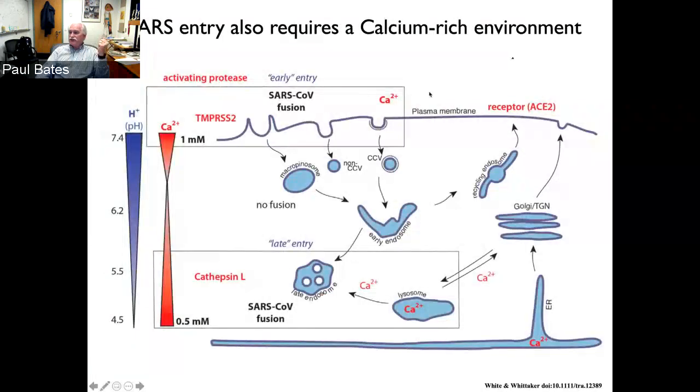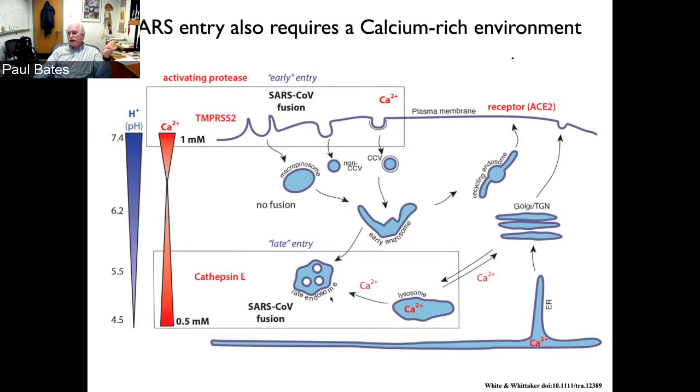Interestingly, it was also found that SARS requires a calcium-rich environment, and this didn't make sense for a while. But if you can modulate the calcium levels, you can show that you can block either TMPRSS2-mediated fusion at the plasma membrane, or fusion in the late endosome that's mediated by cathepsin L. And it became apparent why the field saw these results when the fusion peptide was studied a little more carefully.